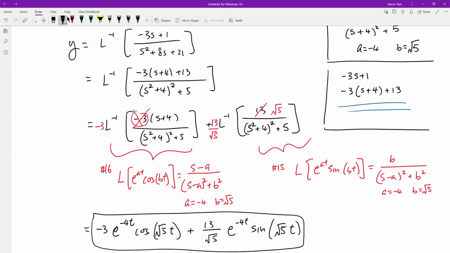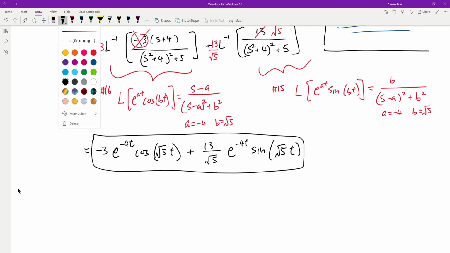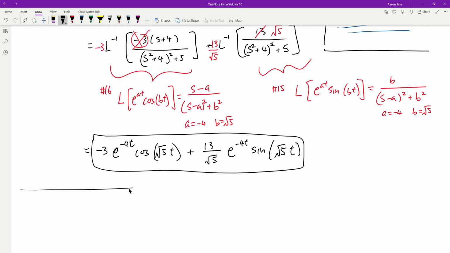So I think I have time for one more problem, and that will probably be it. And I think this could really be the last video for Laplace transform, because we've gone through every single step of the process, which has 3 major steps, and each step requires a lot of algebra.